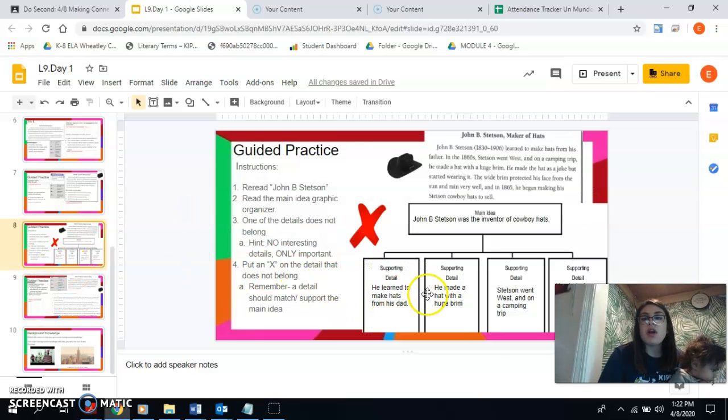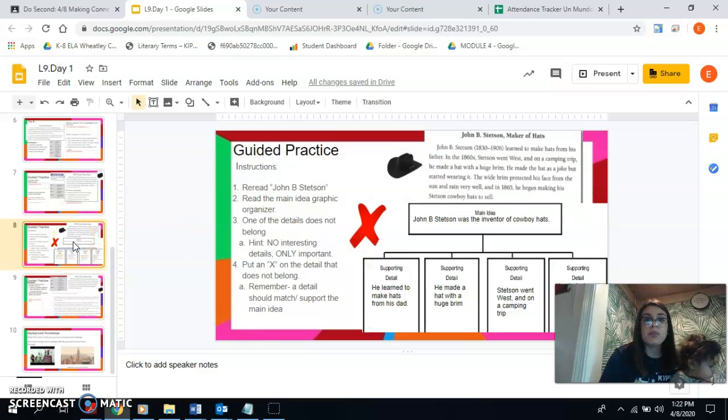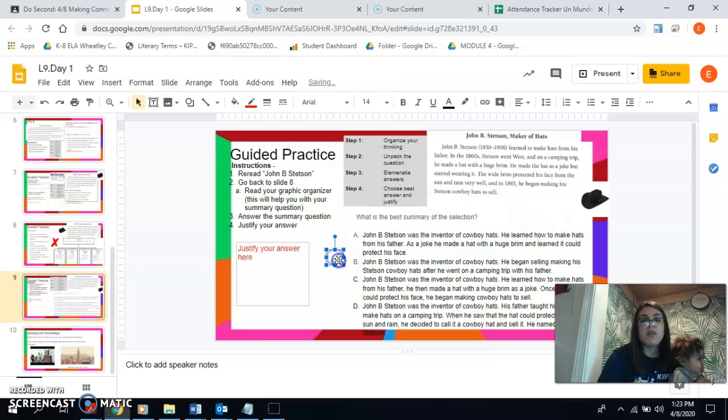And you're going to read this graphic organizer with that detail out already. Okay? Because this will help you answer your summary question. And then you're going to answer the summary question and justify your answers. So you're looking for the best summary of the whole selection, which means you need to go to organize your thinking, which is slide 8. Then you're going to unpack the question. What is the question asking you? You're going to eliminate the worst answers, and then you're going to choose the best answer by picking up a circle and then justifying your answer.